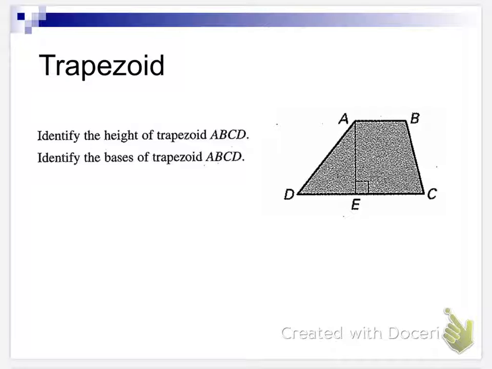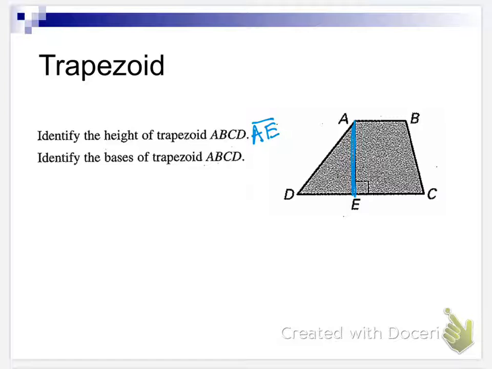So here we have a picture of a trapezoid, and we want to identify the height of trapezoid ABCD. Well, here you see that the height would be this distance. It's what's forming that right angle between the bases. So a perpendicular line to the bases. And so we see that'd be AE. Remember, we put a line over it because it's a segment.